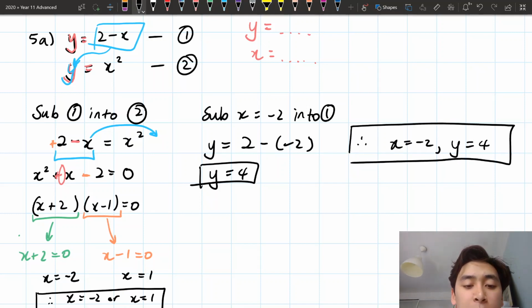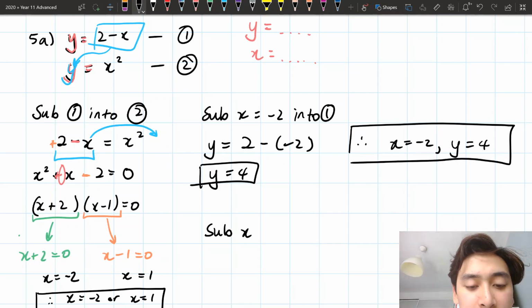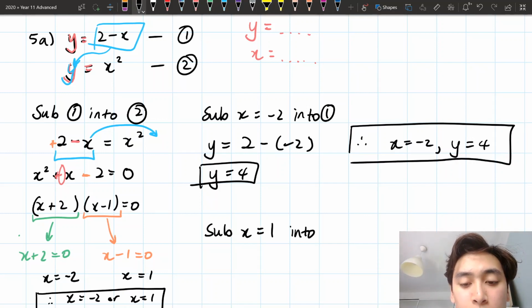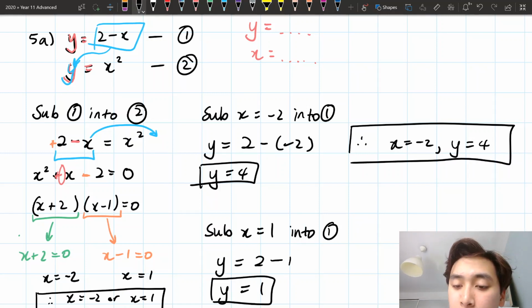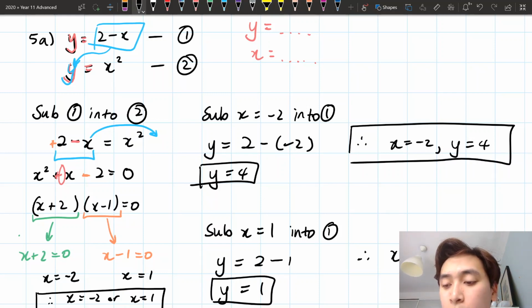But not only that, we also need to sub x is equal to 1 into my equation as well. So I'm going to substitute into 1. So I'm going to get y is equal to 2 minus 1. So y is equal to 1. And so we've got our second solution. So we've got x is equal to 1, y is equal to 1.